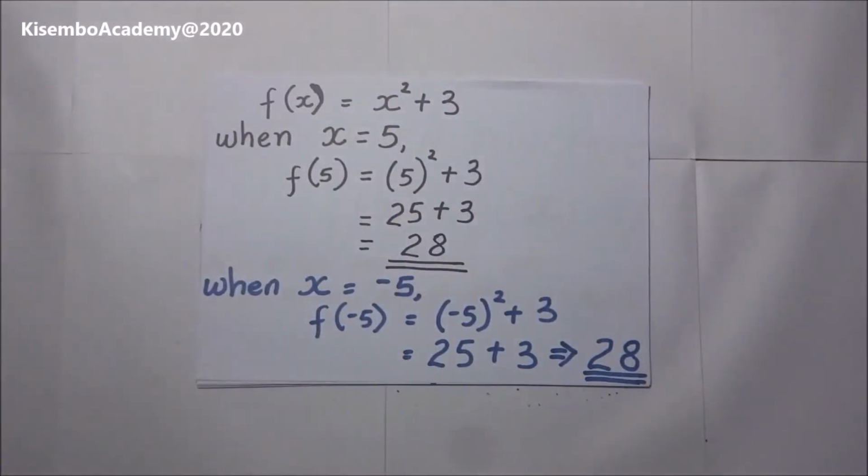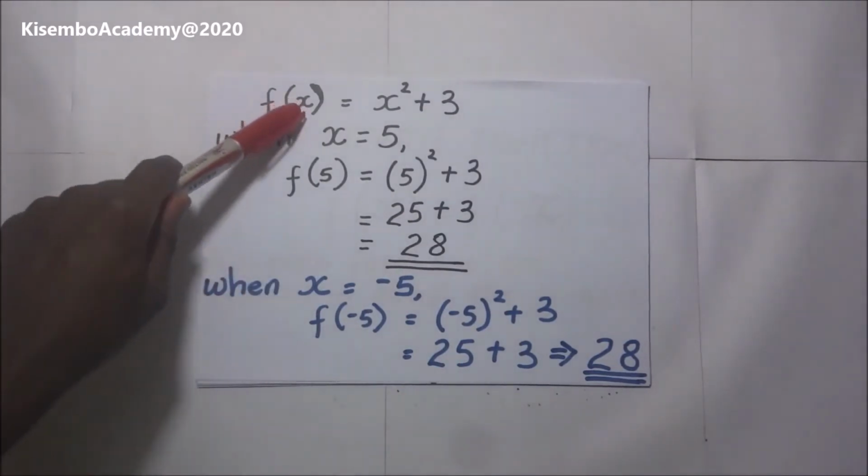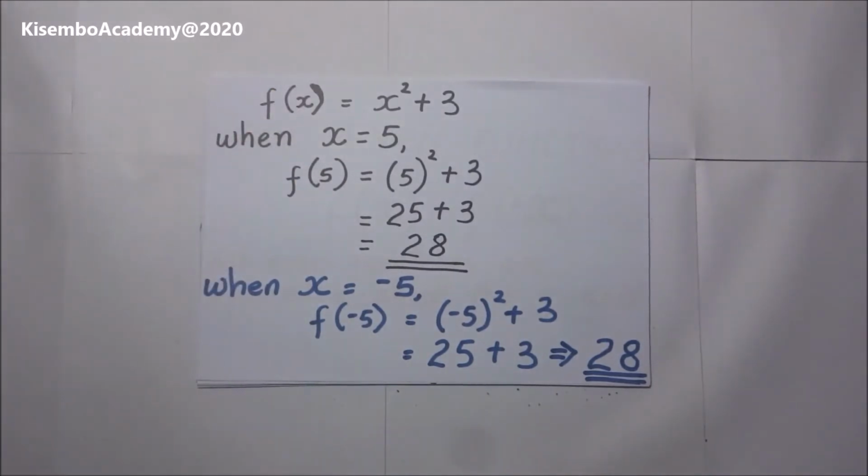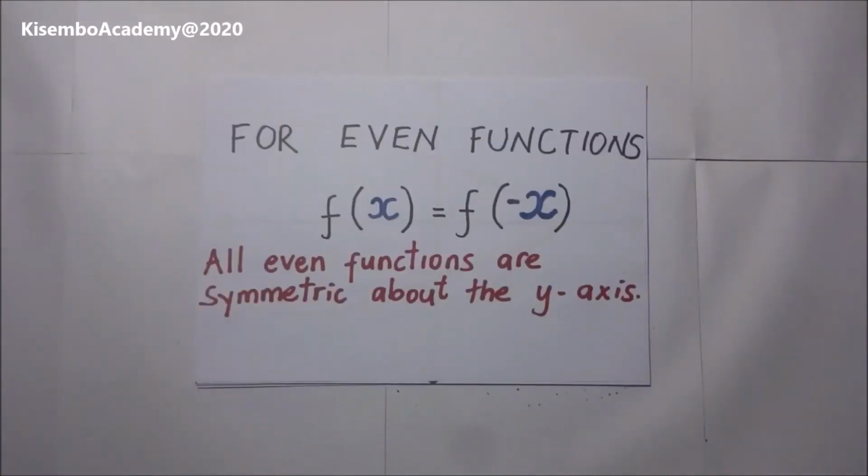Again, an even function is one where when you plug in a negative x in the place of x, the same function will return. And that is exactly what we mean. All even functions are symmetric about the y-axis. By saying that they are symmetric about the y-axis, it's like saying the y-axis is like a mirror, or a line that divides the function into two equal parts.